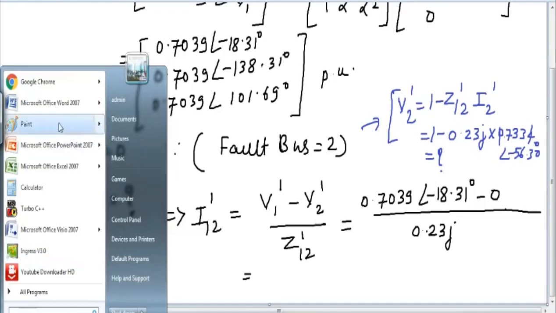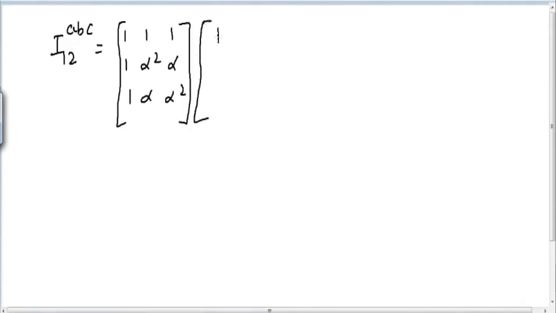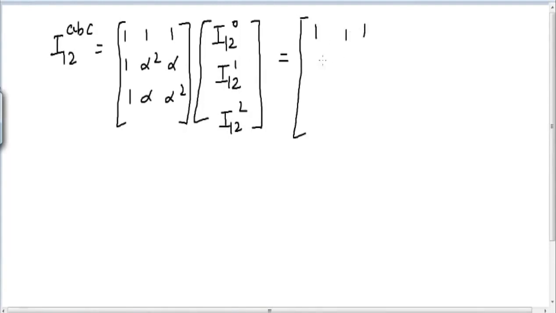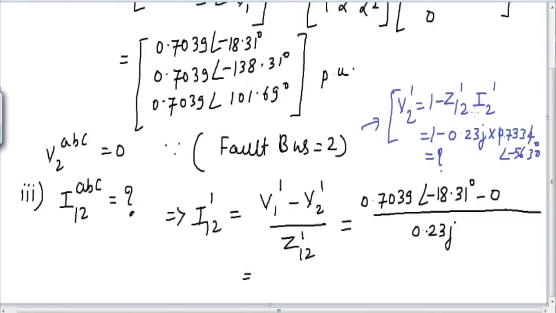Then we will write I12 ABC is equal to 1 1 1, 1 alpha square alpha, 1 alpha alpha square, multiplied by I120, I121 and I122. From here we know that the zero and negative sequences are zero, so we will write it in this way. Here the zero sequence will be zero and the negative sequence will be zero; we only have to write the positive sequence term. So has anyone calculated this term? How much is it coming? This one, 1 minus Z121 I21.